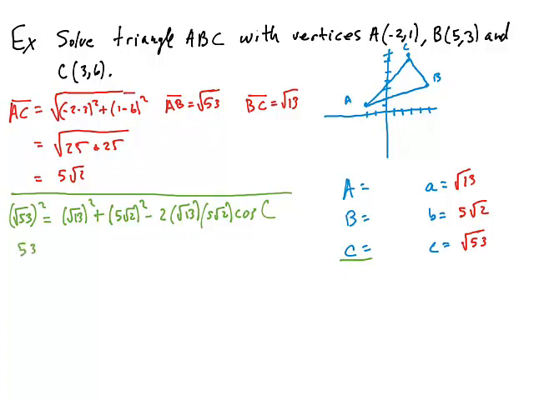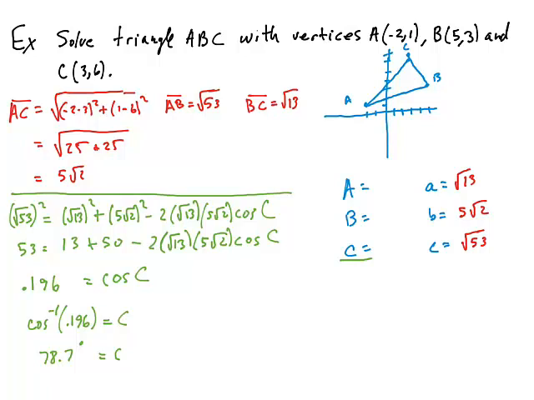Squaring these, we get 53 equals 13 plus 5 root 2 squared, well that's 5 squared is 25 times root 2 squared, which is 2, so 25 times 2 is 50. Minus, I'm just going to do this part in the calculator. Alright, and then simplifying and solving for cosine of C. Alright, so working this out, we get angle C equal to 78.7 degrees.